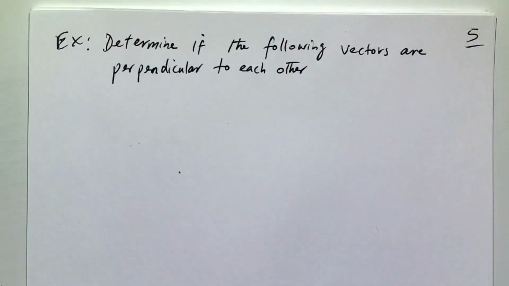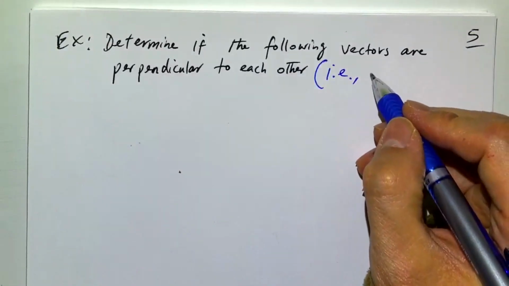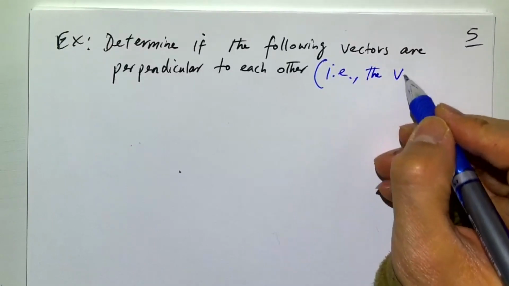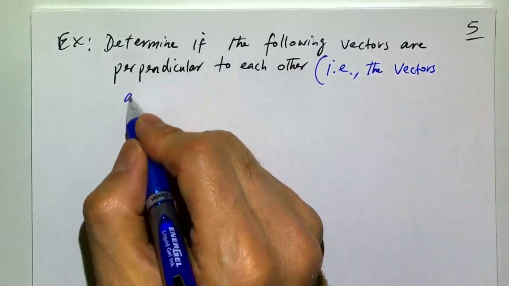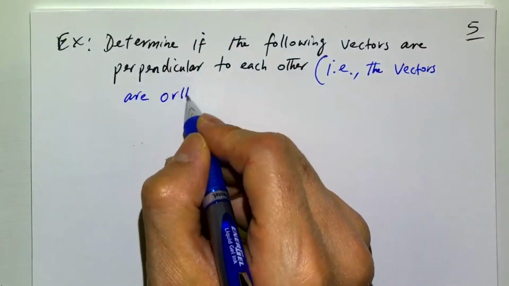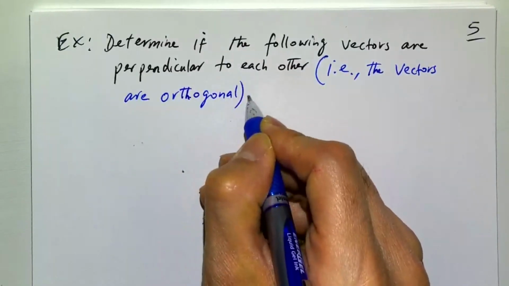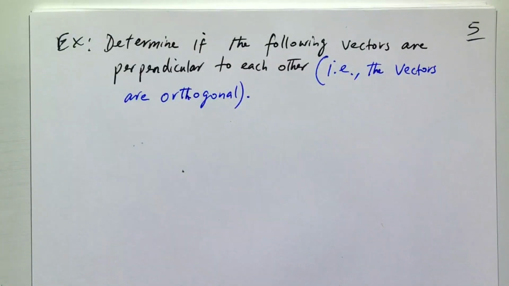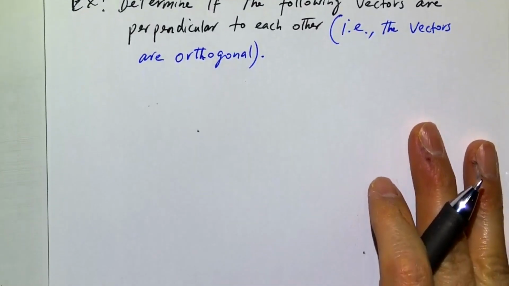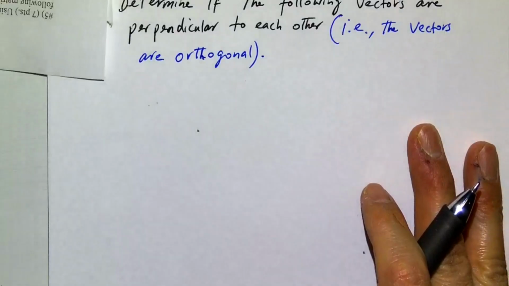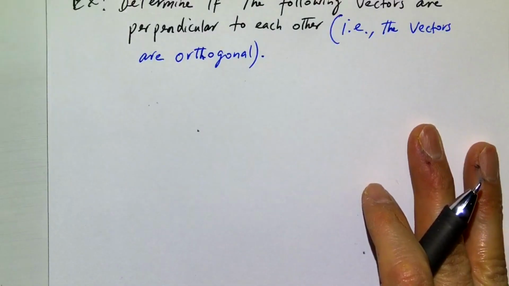And you should be familiar with both terminologies, so I'm going to add i.e. the vectors are orthogonal. Okay. So we're going to do several examples of this type. To be exact, we're going to do maybe 3 or 4. Well, we'll do several.